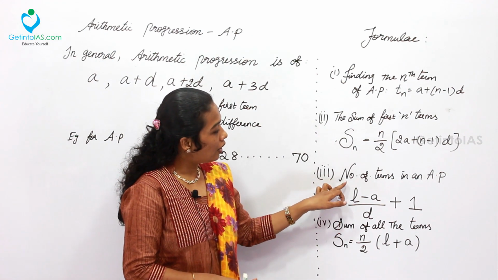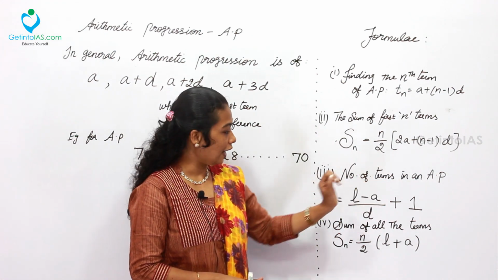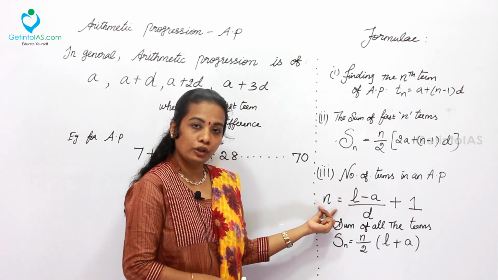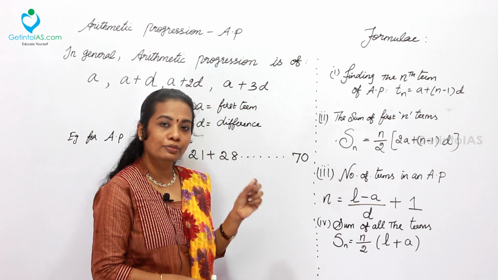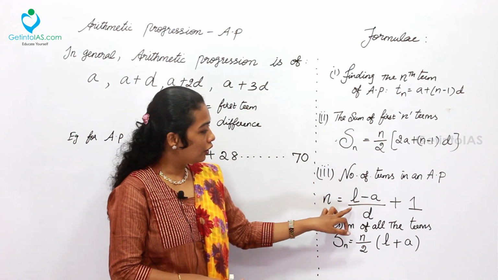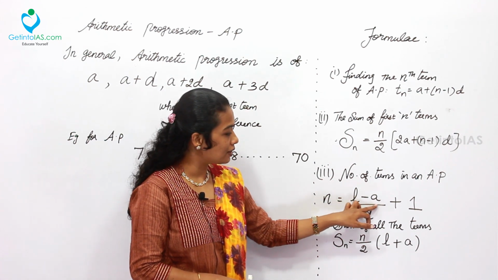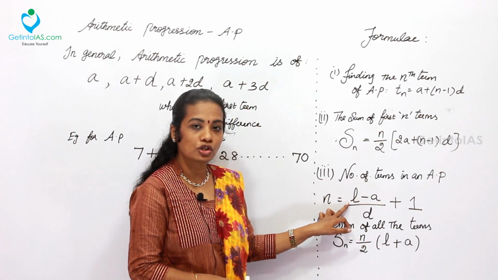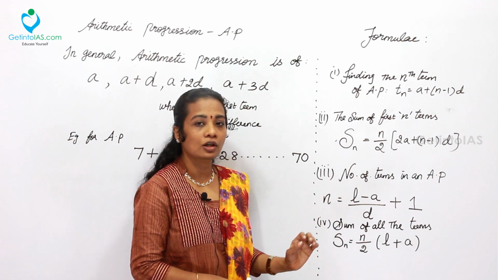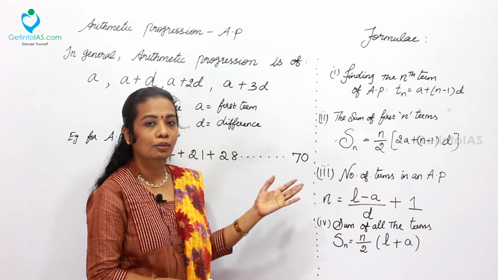The next one is number of terms in an AP. If you want to find how many terms are present in a particular AP, you can take the formula n is equal to L minus A by D plus 1. L is the last term, A is the first term and D is the common difference, and n is said to be the number of terms, that's all.